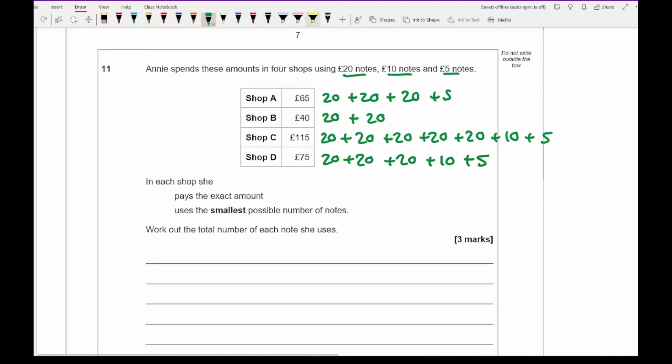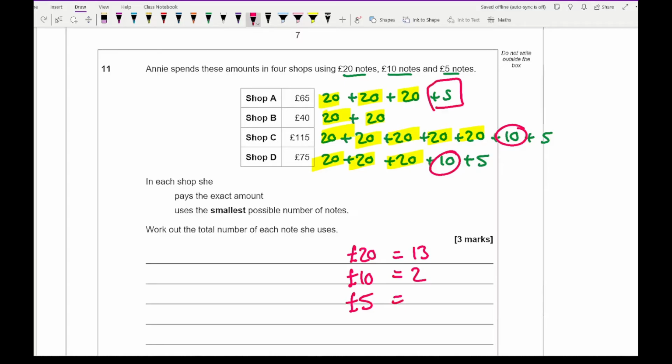Then if I add up the total number of 20s, I get that there are 13. So in terms of £20 notes, that's going to equal 13. For the £10 notes, that's going to be 2. And for the £5 notes, that's going to be 1, 2, and 3.